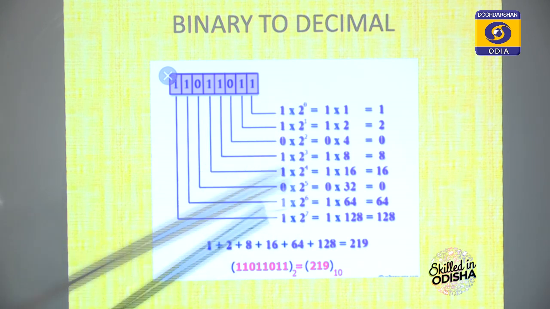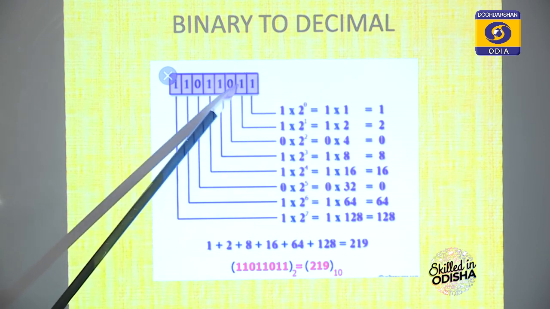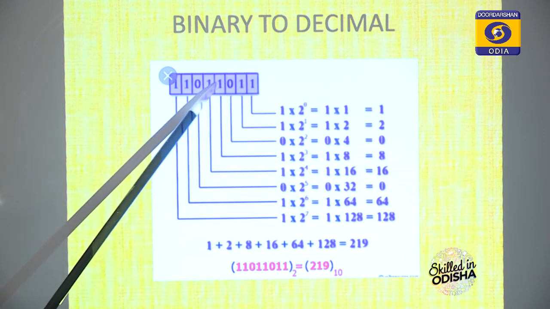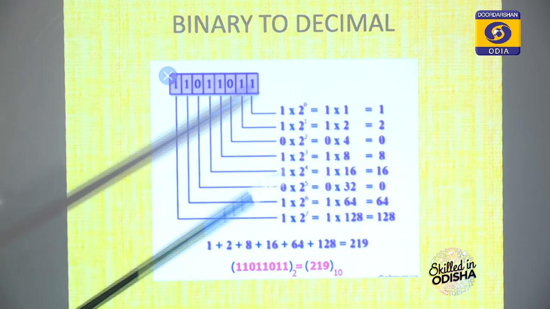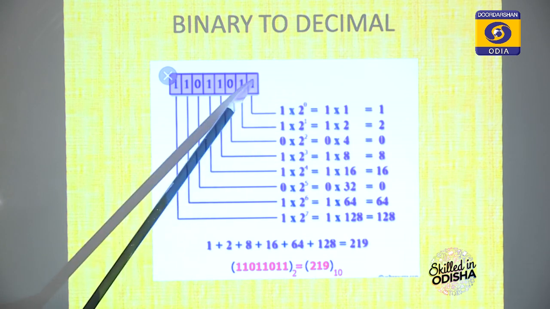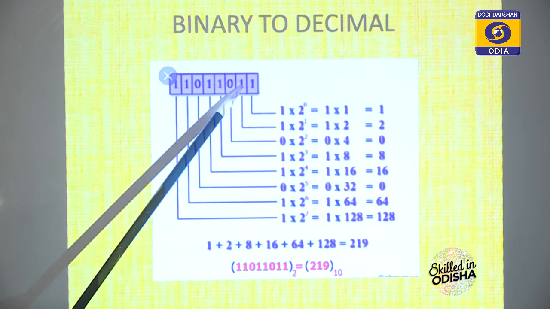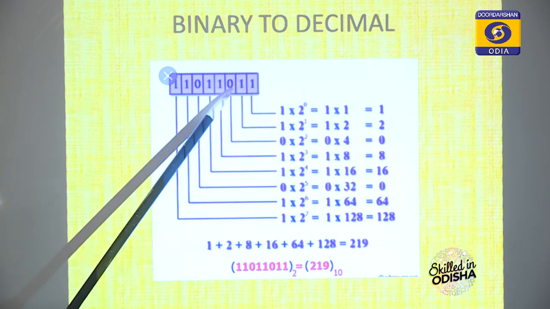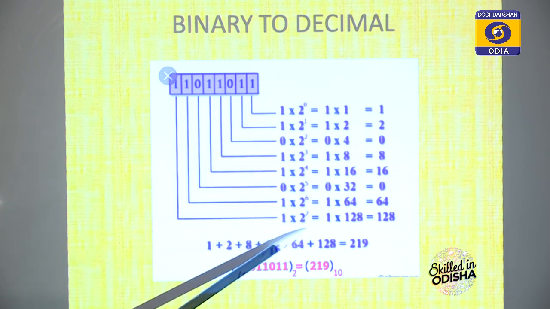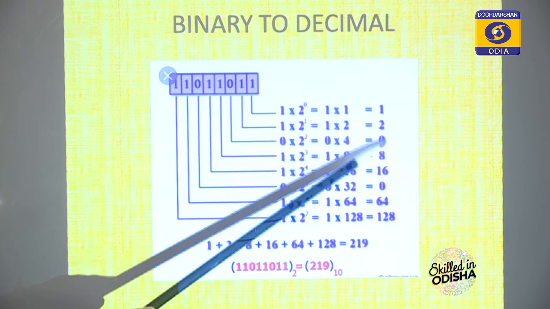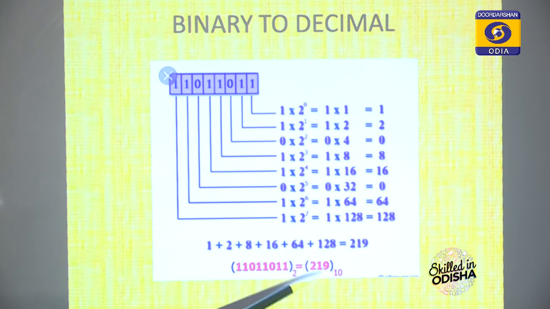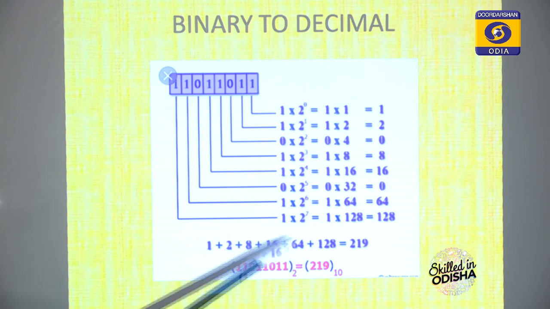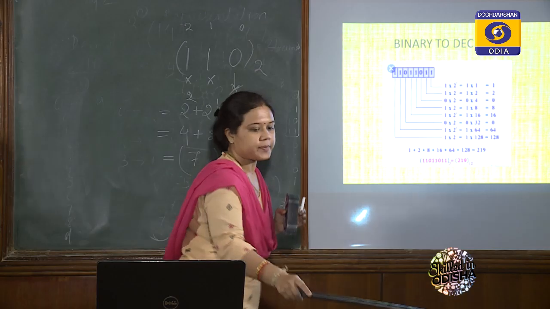What is the position? This is 0th place, this is 1st place, 2nd, 3rd, 4th, 5th, 6th, 7th place. So we have to multiply with their weightage. Means 1 into 2 to the power 0, 1 into 2 to the power 1, 0 into 2 to the power 2. Like this we have to multiply. Then we have to add all these values. Then we will be getting the answer. This is the answer. This is the binary side and this is the decimal side.